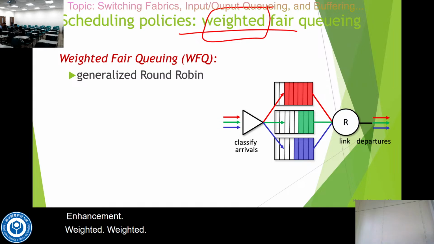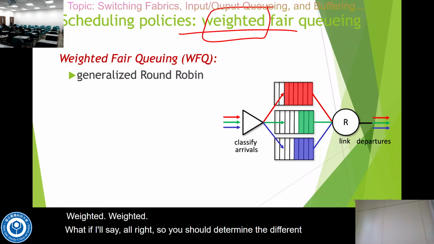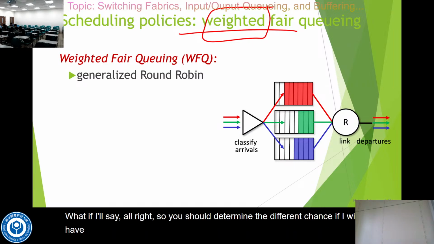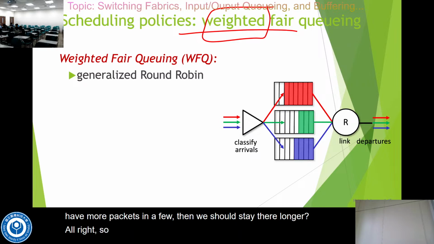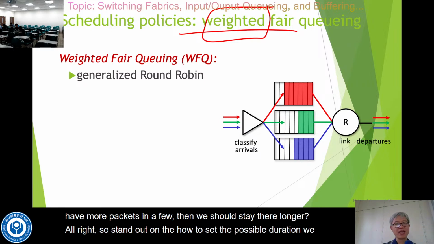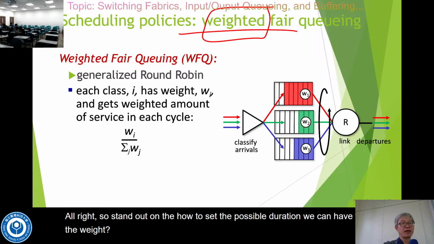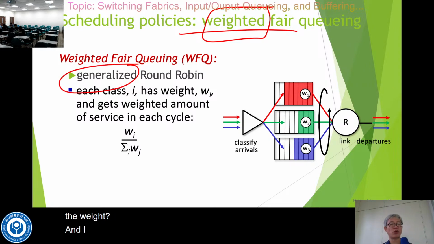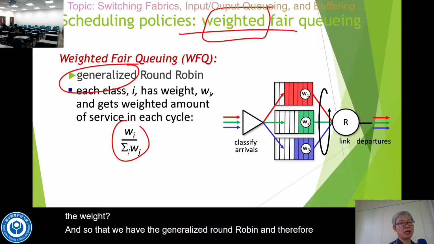So we have a further enhancement, weighted fair. Weighted fair says, all right, you should determine the different chances. If we have more packets in a queue, then we should stay there longer. How to state the possible duration? We can have the weight, and so we have the generalized round robin.